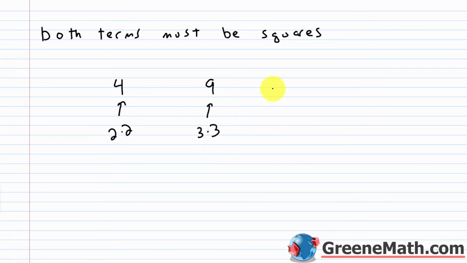If I had a variable like x squared, well, this is x times x. Or I could make this much more complicated. If I have a variable like, let's say, x to the 10th power.